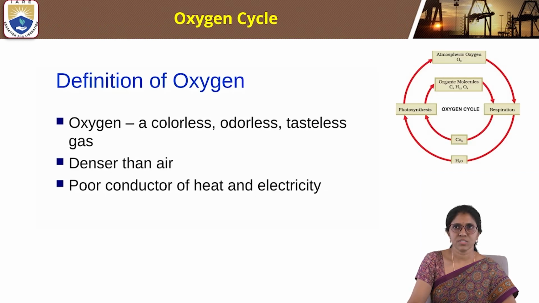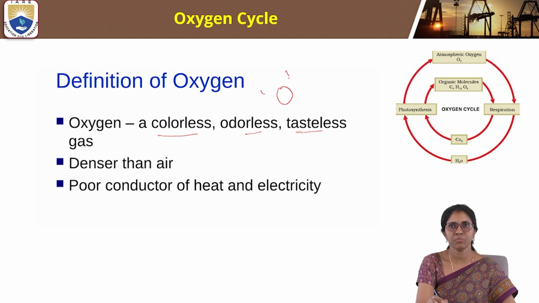So, the definition of oxygen. Oxygen is a colorless, odorless, tasteless gas. Elemental oxygen is denoted by O, and oxygen gas is denoted by O2. It is a colorless, odorless, tasteless gas, and it is denser than air.